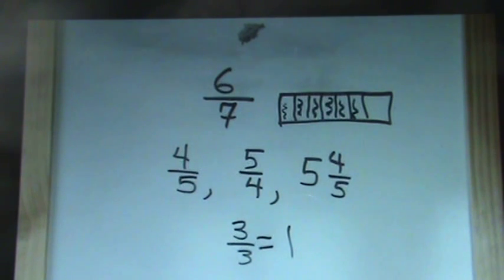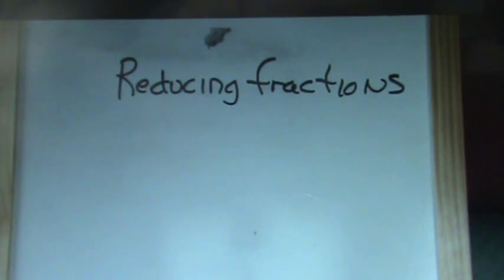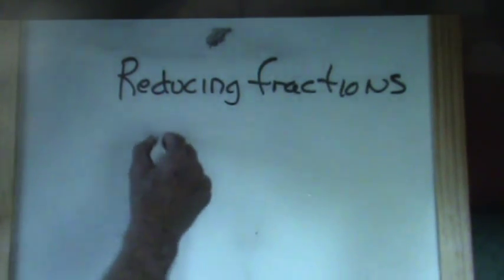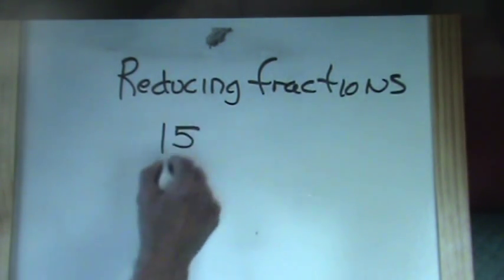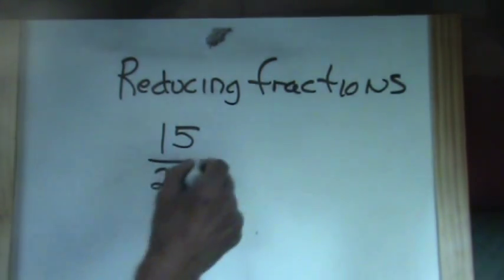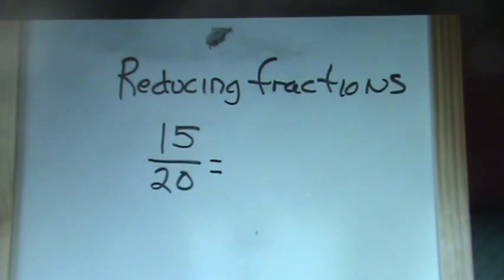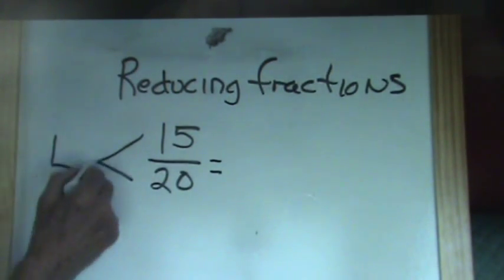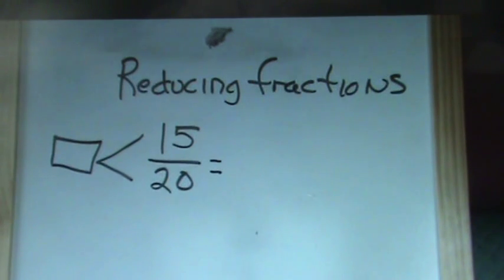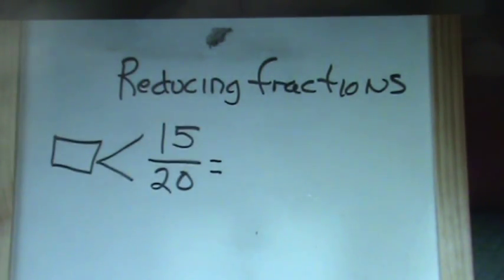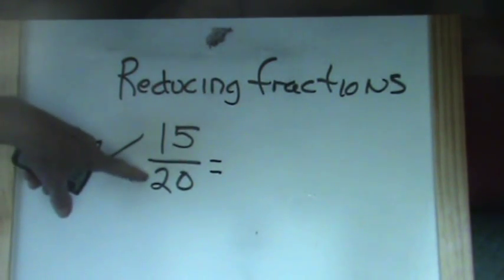Now on to renaming fractions in their lower name. Okay, here we go. Reducing fractions or renaming fractions means the same thing. Let's take the fraction 15/20, and we want to rename this in its lower name. Well, here's the question we have to ask ourselves. What number other than the number 1, because we never use the number 1, will go evenly into 15 and the same number goes evenly into 20?